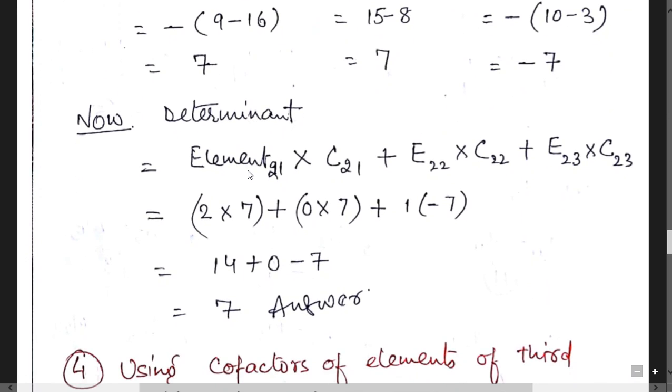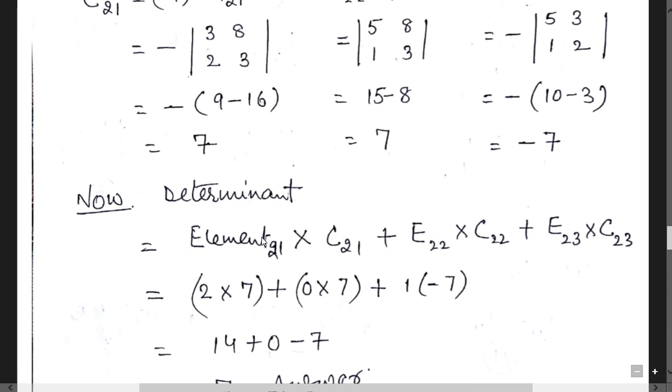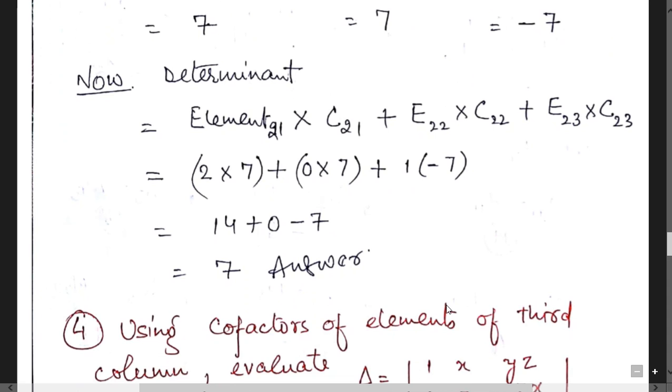You have to multiply element with the cofactor. Element present at the position 2 1 and corresponding cofactor. Now check the element here. Element is 2 0 1. First element is 2, second is 0 and third is 1, and cofactor is 7, 7 and minus 7. You can multiply the corresponding elements along with their cofactors. Then calculate 14 minus 7, answer is 7.